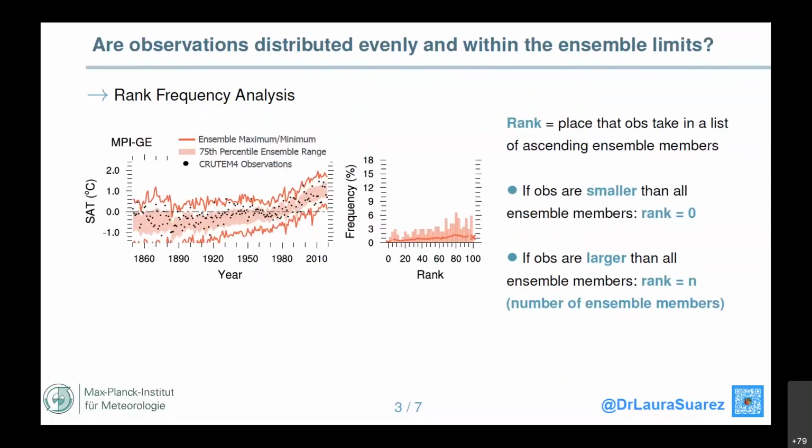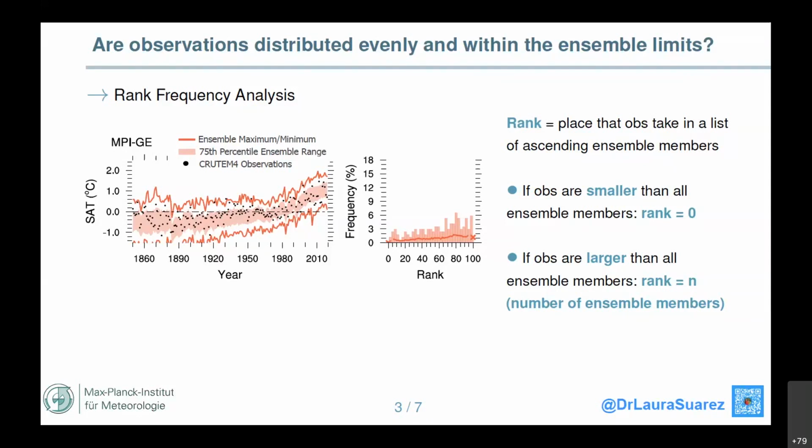As I mentioned before, we will base this evaluation on a simple question: are observations distributed evenly and within the ensemble spread? To test this, we will use rank frequency analysis. Here you see an example of this with one of the ensembles that I use, the MPI Grand Ensemble. On the left, you see a time series of North American SATs in orange for the ensemble, and in black for the observations. And on the right, you see the rank frequency histogram.